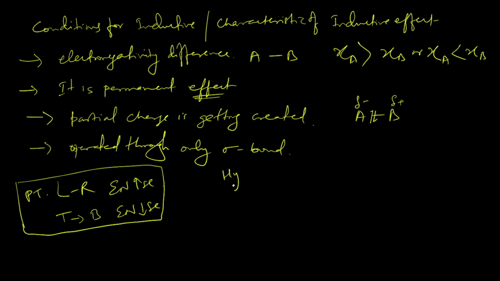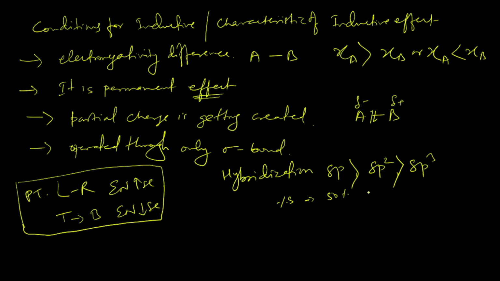Suppose in the hybridization case, if it is sp, sp2 and sp3, we have seen that sp has more electronegativity than sp2, and sp2 has more electronegativity than sp3. Why is it happening? Because here the percentage s character is 50.